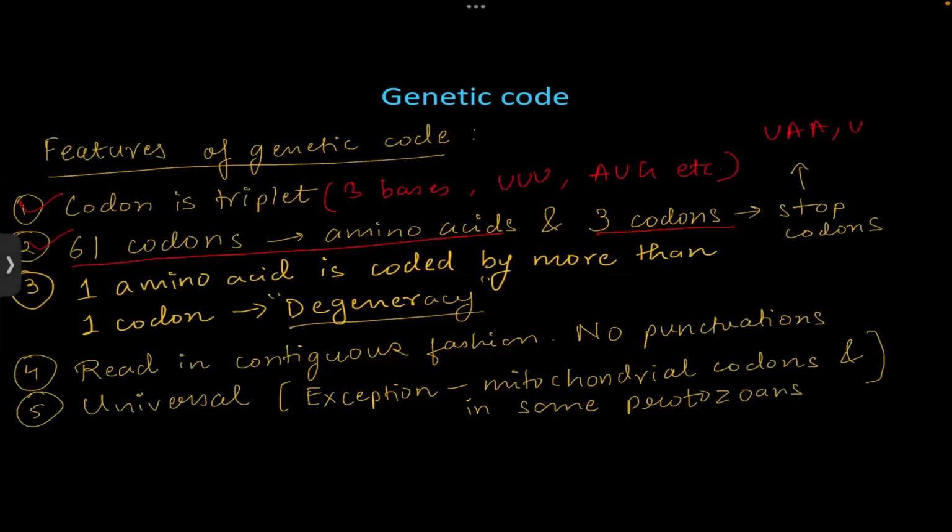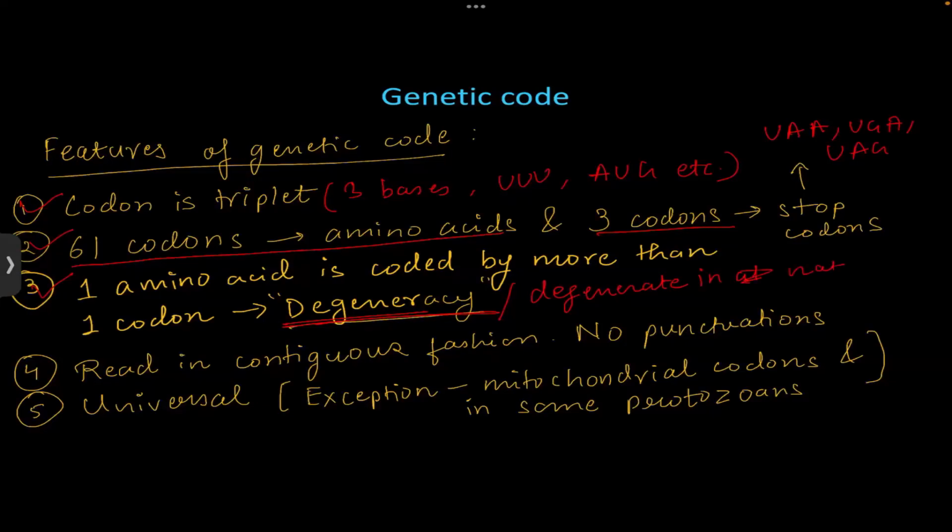UAA, UGA, and UAG. Now, each of these stop codons doesn't code for any amino acids. All right. Then one amino acid can be coded by more than one codon. Okay. And this particular property of codons is called degeneracy, or it is often said that codons are degenerate in nature.